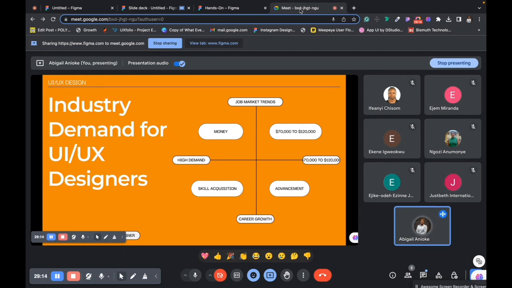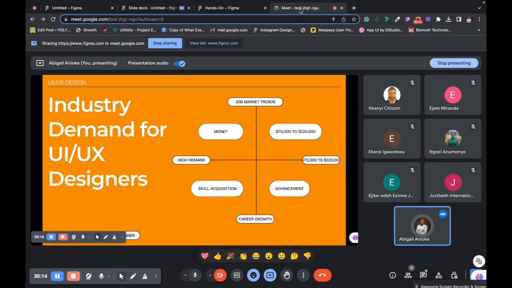In as much as marketing is very good, the product too is much more important, because even if you don't market, people would one day just say, "I want to try it." So it's very, very important. And because companies, organizations, product owners, and startups know that UX is very important, that's the reason why the industry demand for UI UX designers is very high. Like, it is very high.